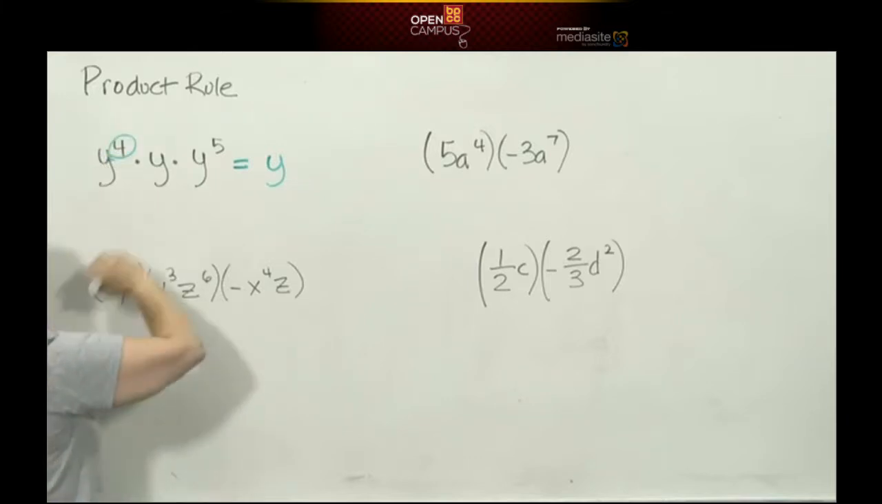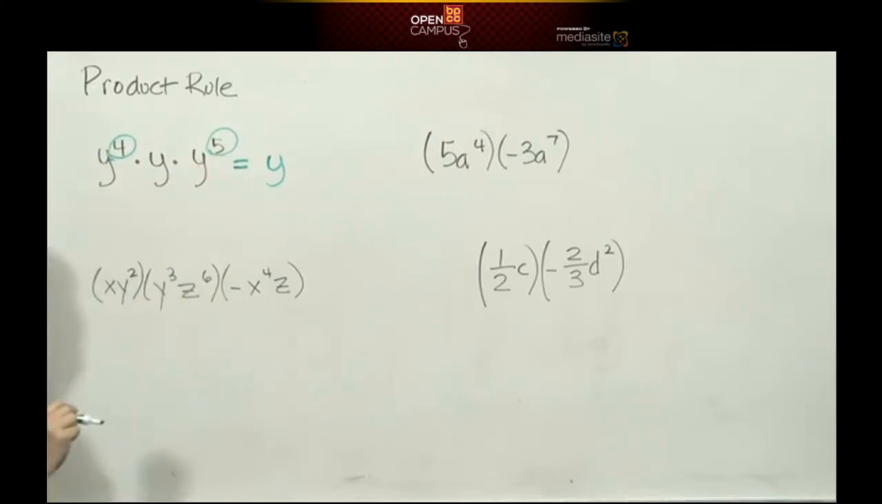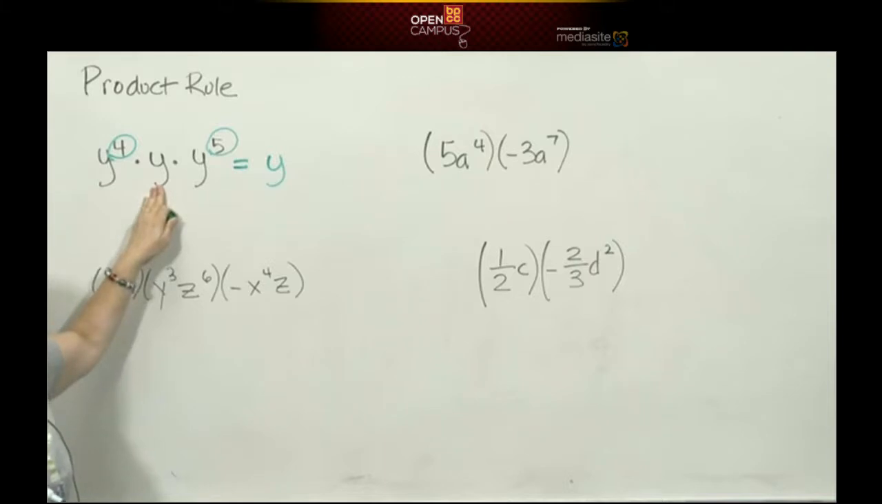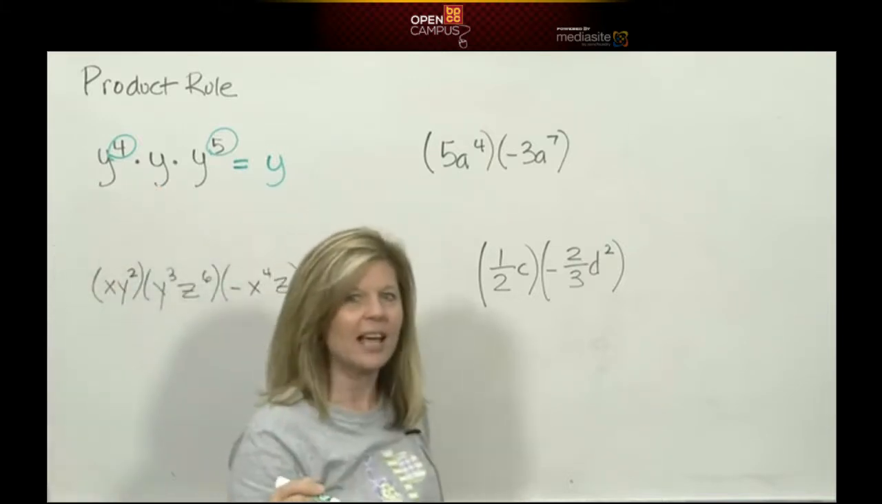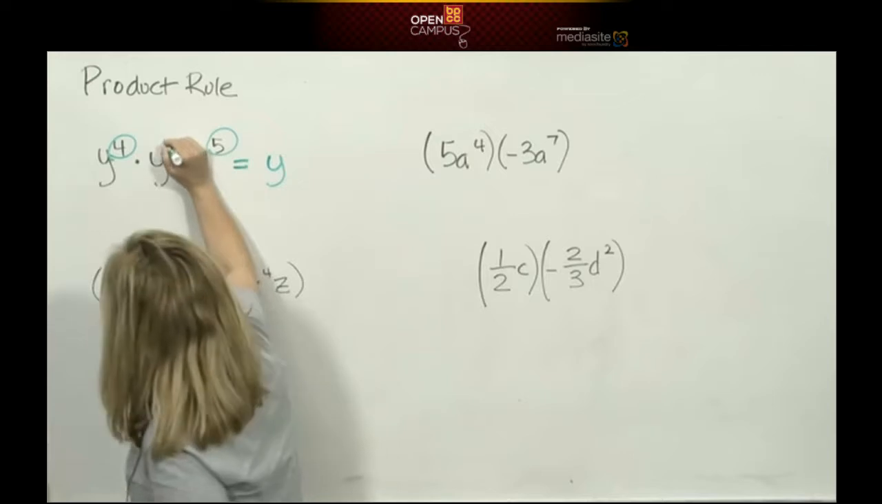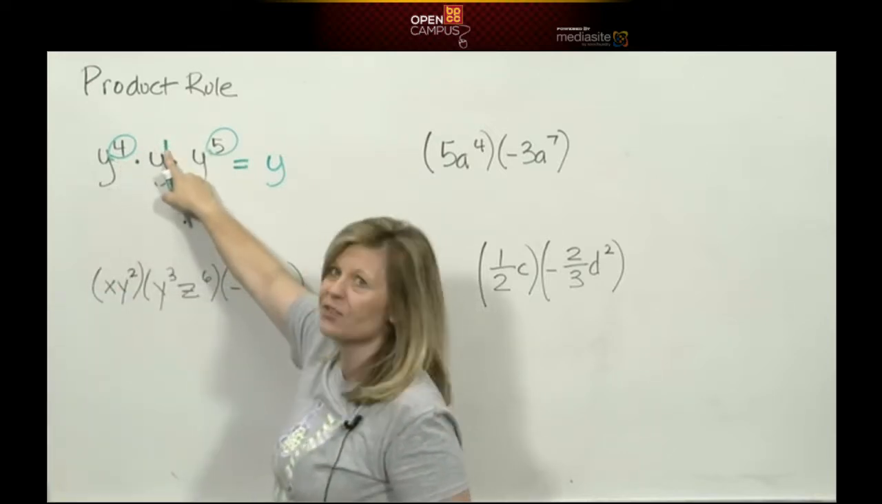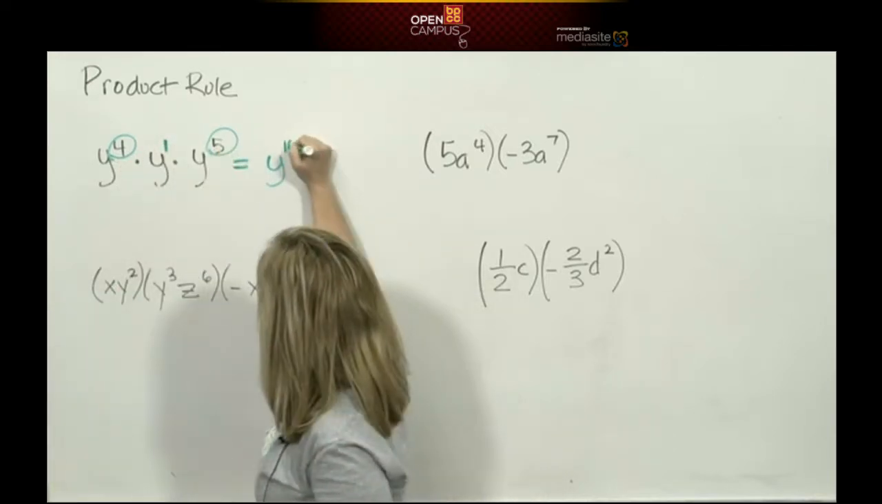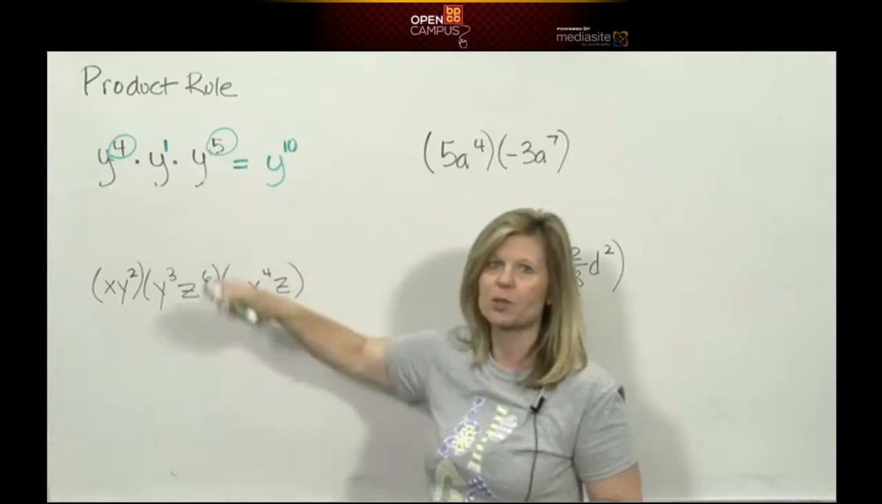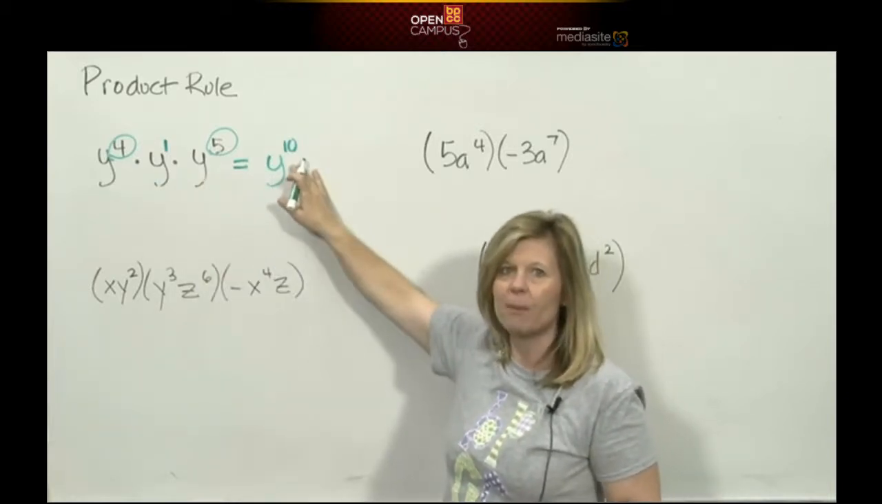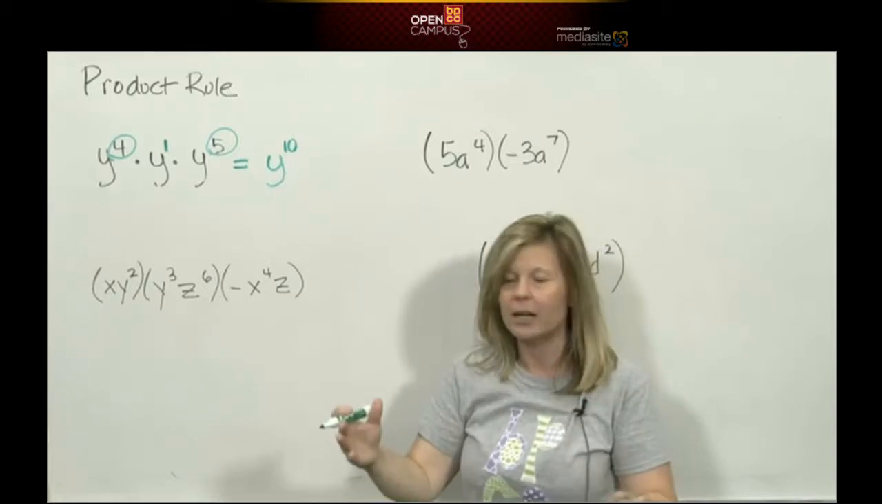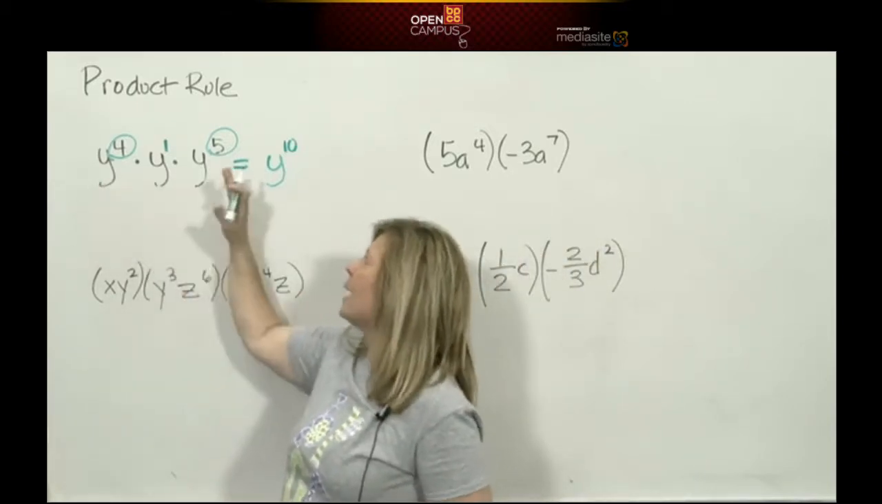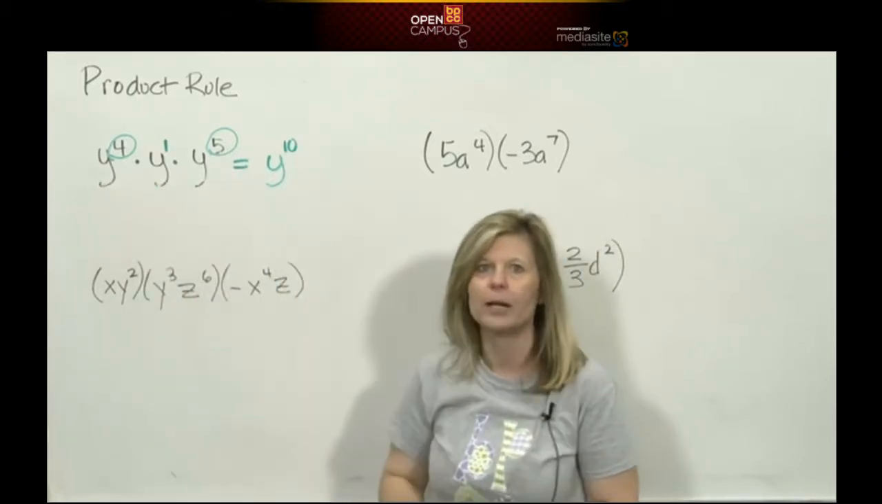Well, here's our exponent of 4. Here's our exponent of 5. Somebody's going to tell me there's no exponent. You're right. You don't see the exponent, but it's understood to be the number 1. So 4 and 1 is 5, and 5 plus 5 is 10. So when we multiply that algebra expression, we get y to the 10th. Something new and different. We just breeded. We took two different breeds, multiplied them together, and got a new breed.